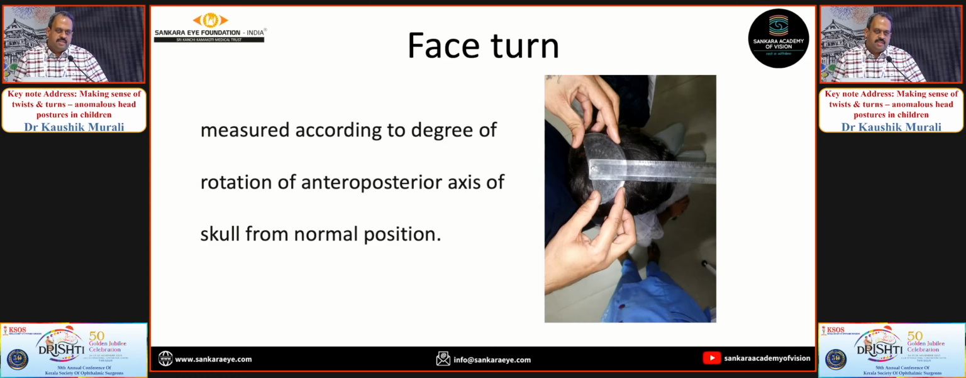Now, how do we measure it? There have been various devices created to measure this, with gyroscopes and magnets. But the simplest way to do it is to use a scale and a protractor, or an orthopedic goniometer. Here we are actually measuring a face turn. You're looking at the rotation of the anterior-posterior axis from the normal position. You keep the protractor perpendicular and then measure on the scale how many degrees the face has been turned.